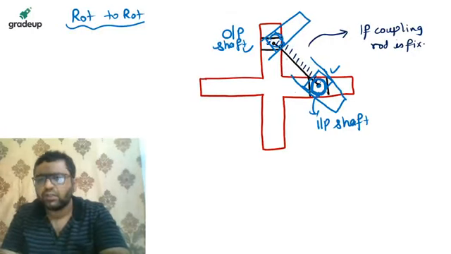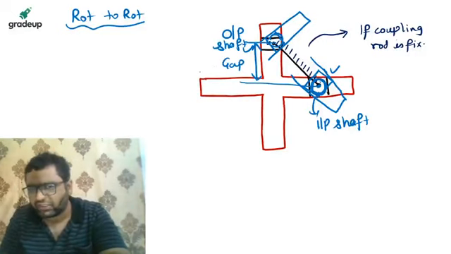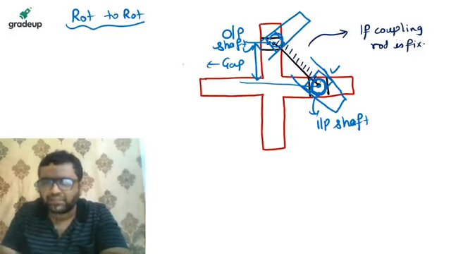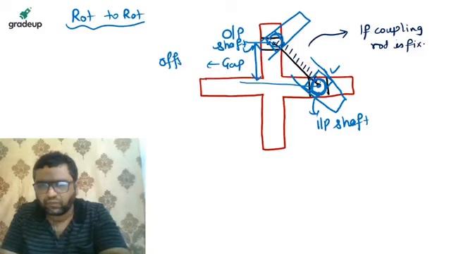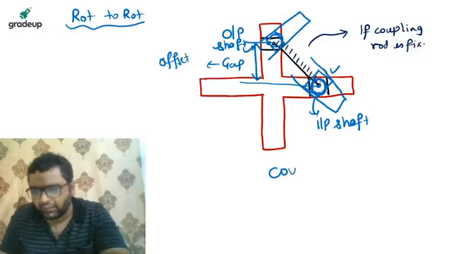You can see that there is a difference. This is the gap between the axes of the two rotating shafts, and this gap is said to be the offset. So you can say that this is a coupling named Oldham's coupling.